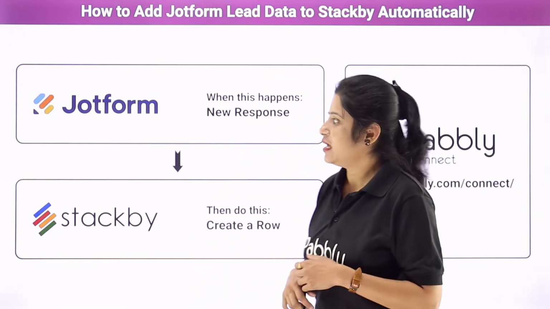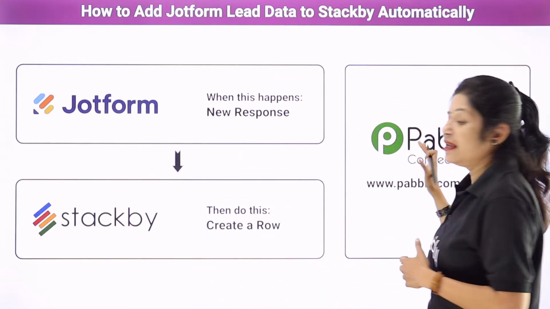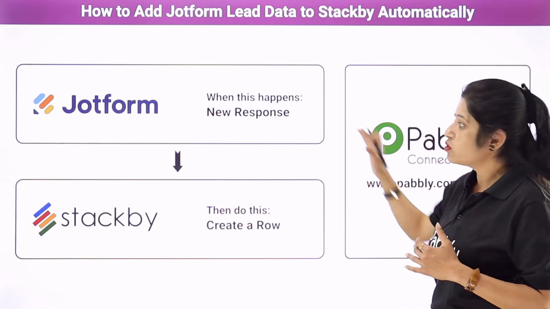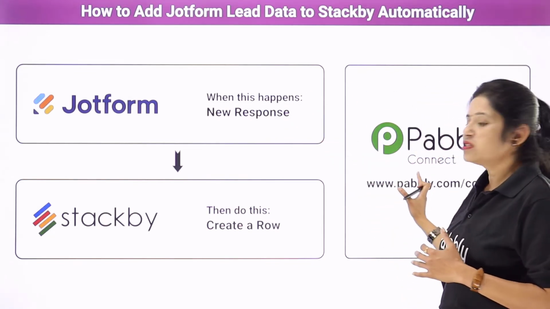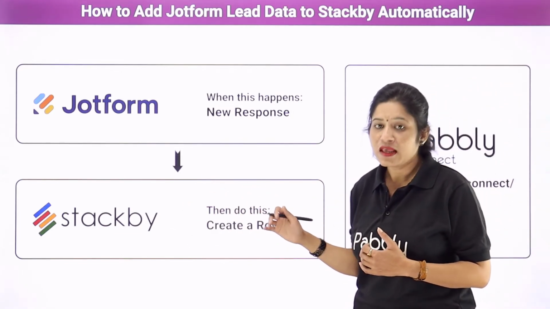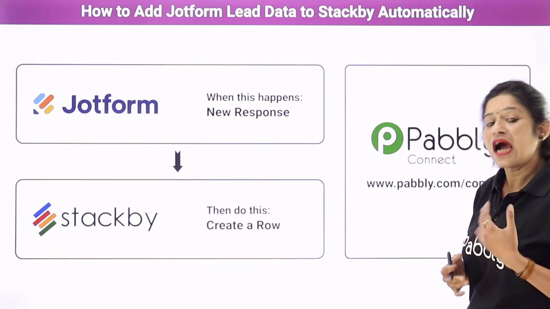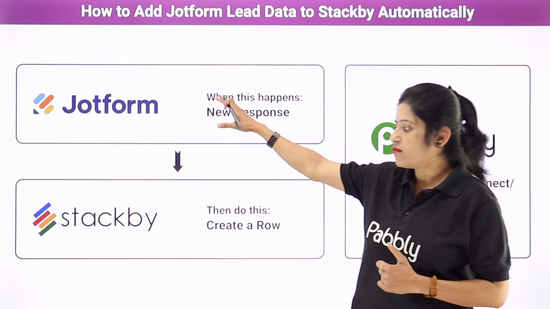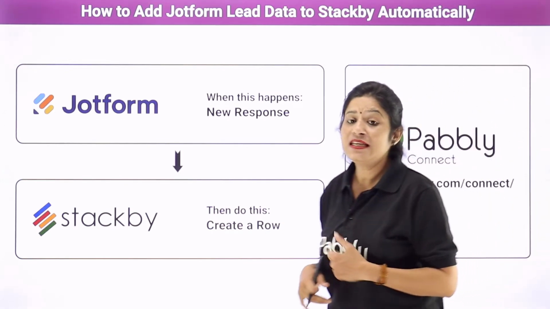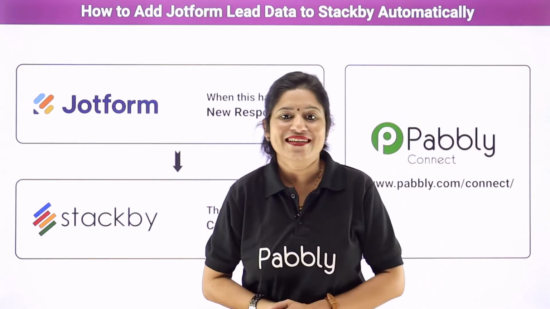So first we have to create an integration between Jotform and Pabbly Connect. Then Pabbly Connect is going to capture all the details of the customer through the form submission. And using those details, automatically a new record will be created into your Stackby table. And in this way, we are going to learn how we can create an integration between Jotform and Stackby using Pabbly Connect. So let us learn the integration process now on my screen.